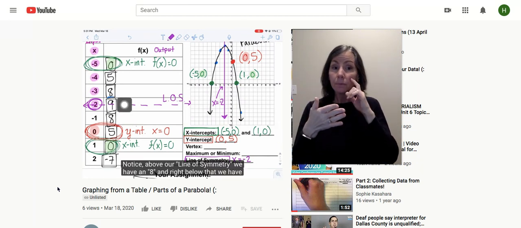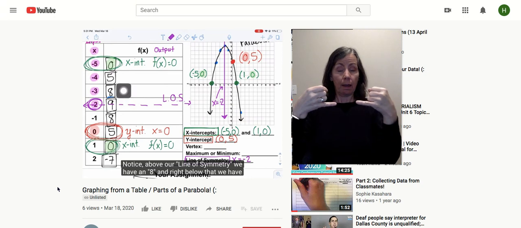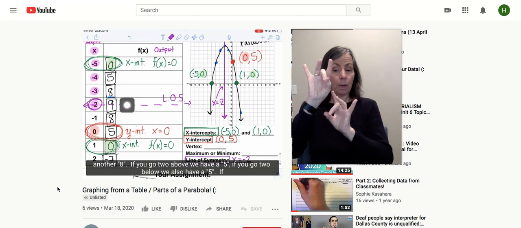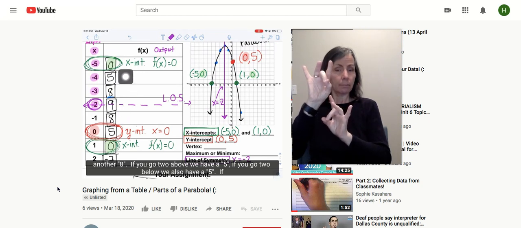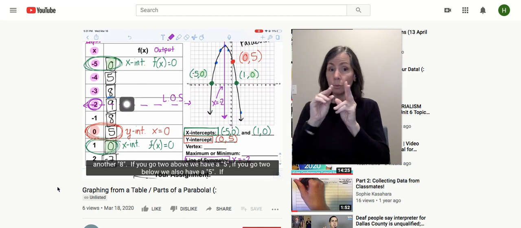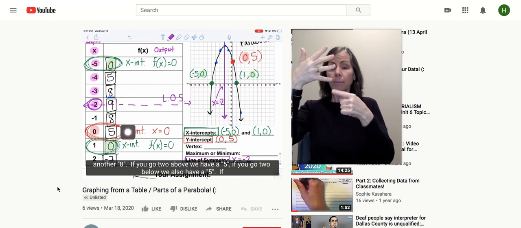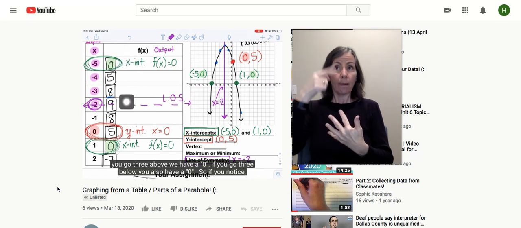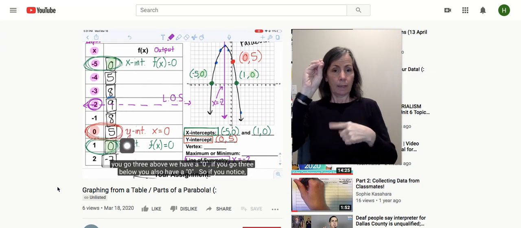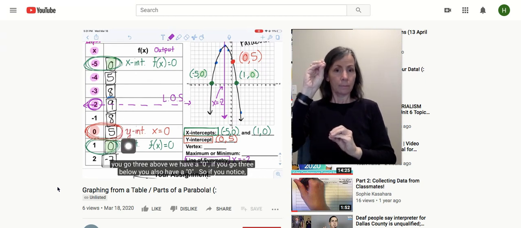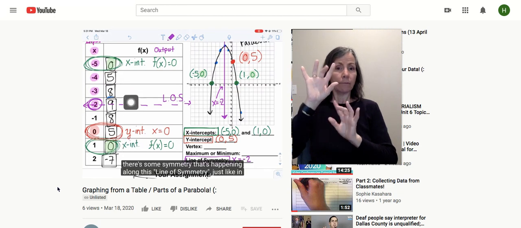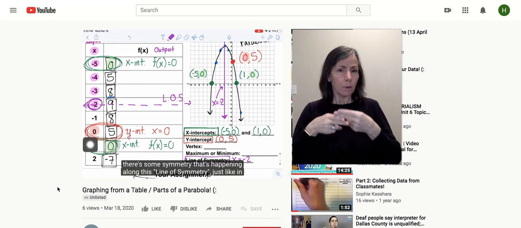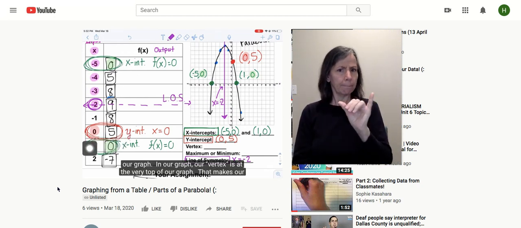Notice, above our line of symmetry, we have an 8. And right below that, we have another 8. If you go 2 above, we have a 5. If you go 2 below, we also have a 5. If you go 3 above, we have a 0. If you go 3 below, you also have a 0. So if you notice, there's some symmetry that's happening along this line of symmetry, just like in our graph.